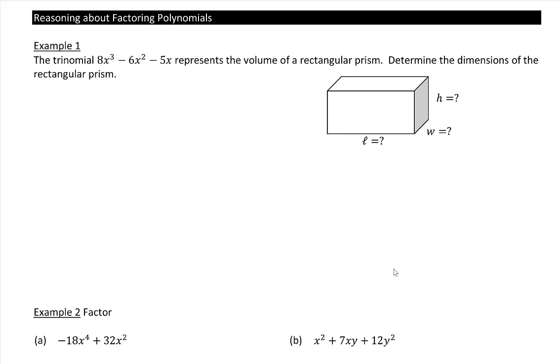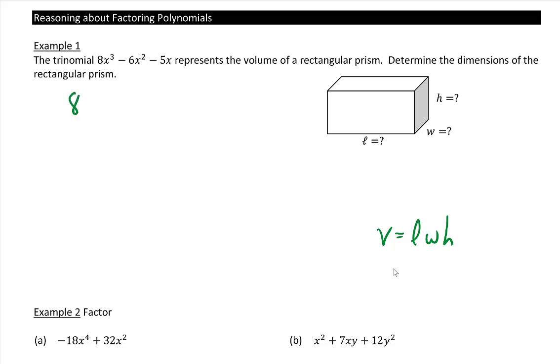So we're going to talk a little bit more about factoring polynomials. In this first example, the trinomial 8x cubed minus 6x squared minus 5x represents the volume of a rectangular prism. And if you recall, the volume of a rectangular prism is length times width times height. Determine the dimensions of the rectangular prism.